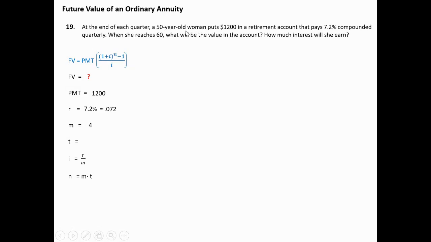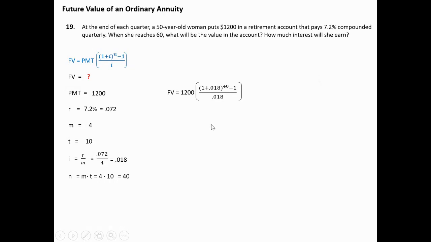And my T, right? The T is not given. But what is given is when the woman opens the account, and when she wants to get the account, after she's 60. So from 50 to 60 is going to be 10 years. So my I will be R divided by M, 0.072 divided by 4, which will give us 0.018. My N will be M times T, 4 times 10, which will give us 40.